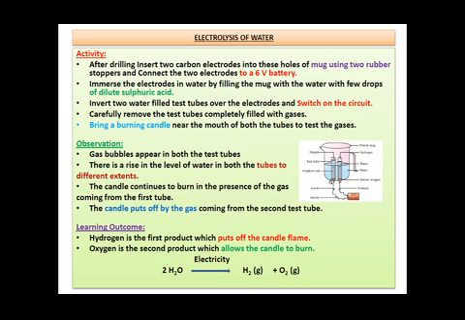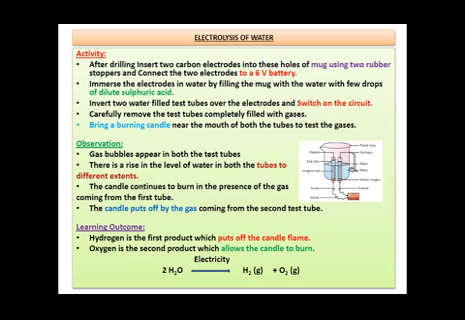Now switch on the circuit. Next step is you have to switch on the circuit. Now you have to leave this whole apparatus undisturbed for some time. Some bubbles are observed at both the electrodes. As you can see, some bubbles are observed at both the electrodes, and these bubbles start removing, or you can say displacing, water in the test tubes.